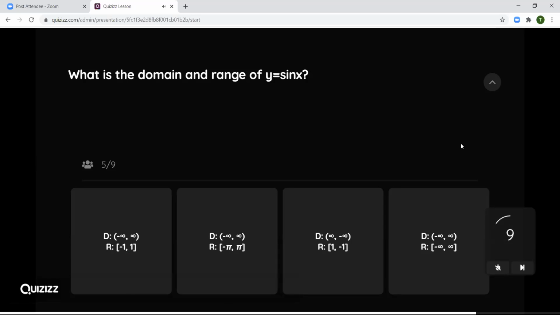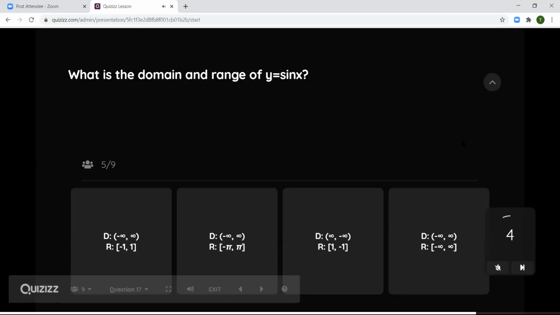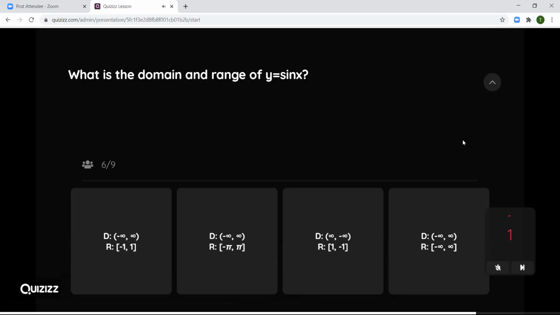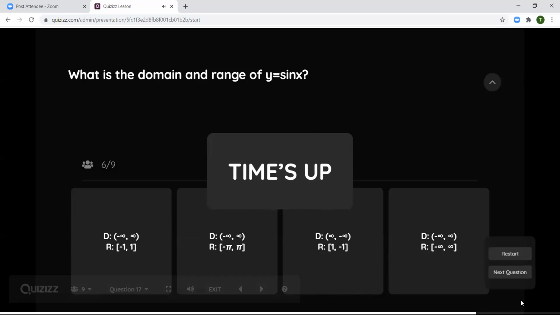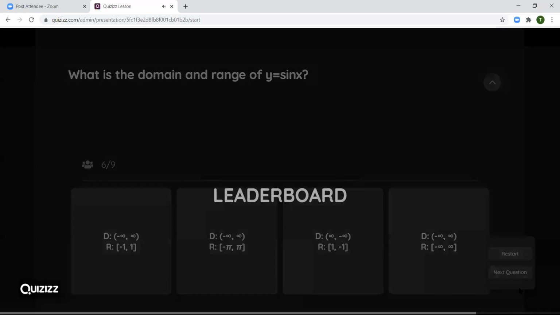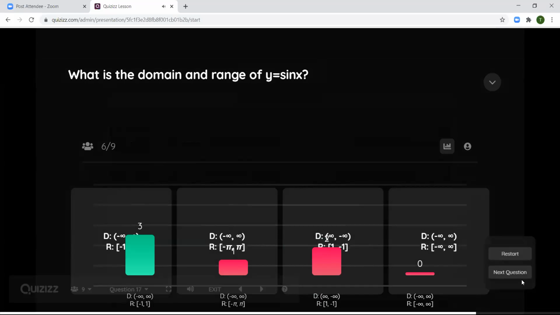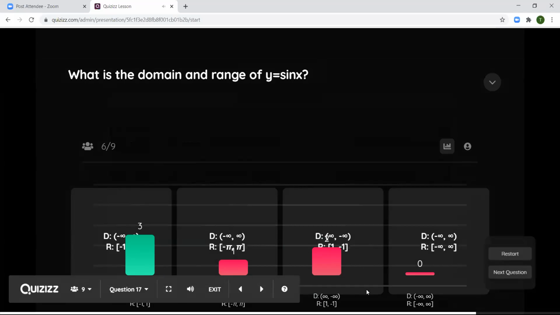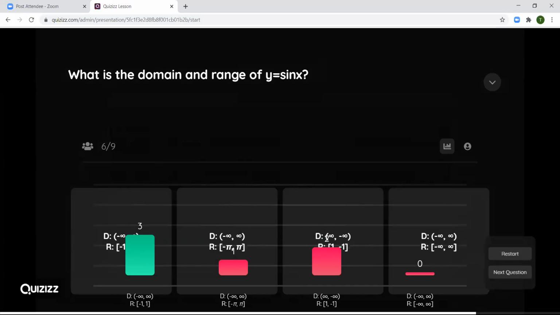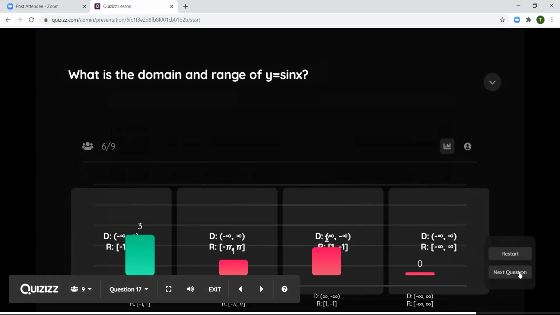10 seconds. Time's up. Oh, so it's the first answer. So range is from minus 1 to 1. Okay, from minus 1 to 1, not from 1 to minus 1. It is written as minus 1 to 1. Next question.